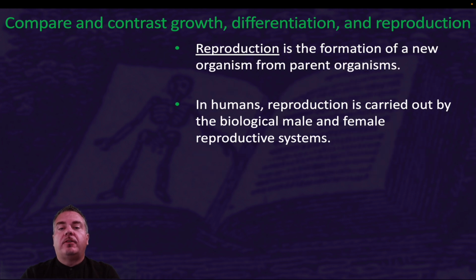Reproduction is the formation of a new organism from parent organisms. In humans, reproduction is carried out by the biological male and biological female reproductive systems.